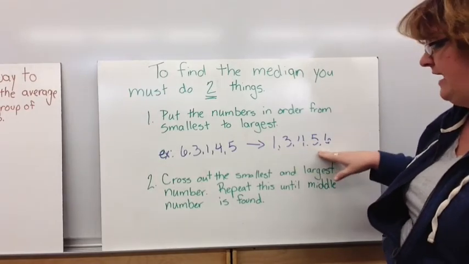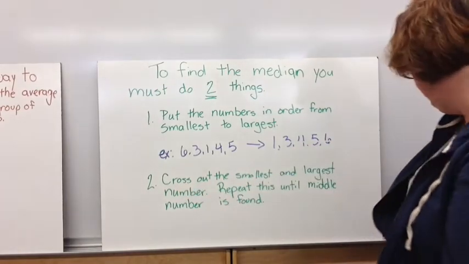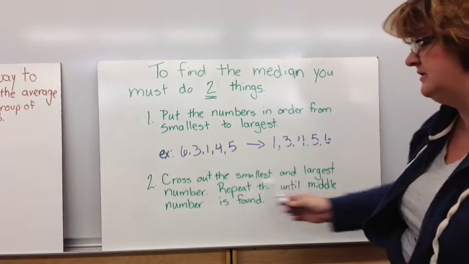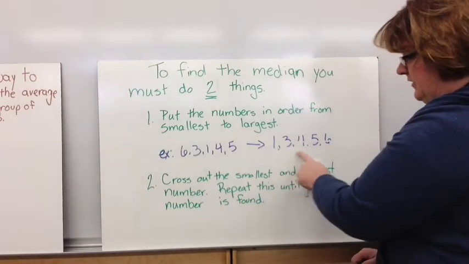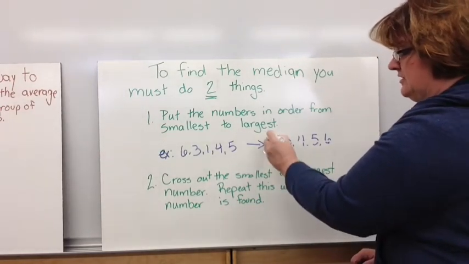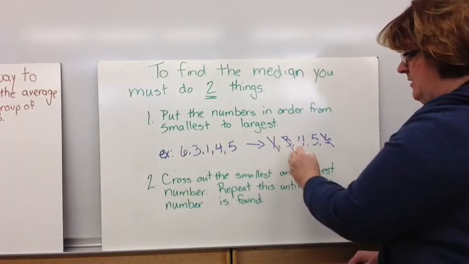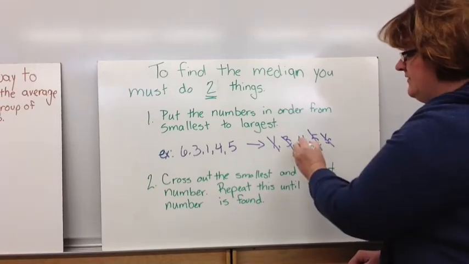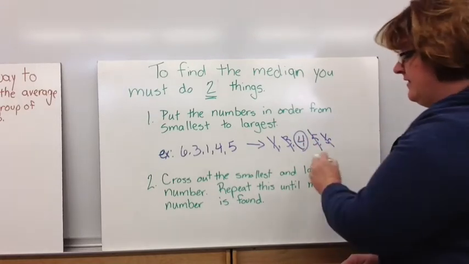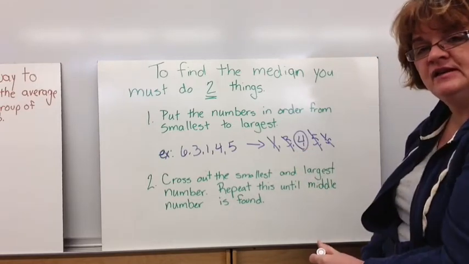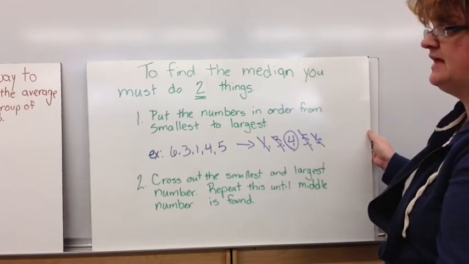Okay? Now that I have them in order, your second step is to cross out the smallest and the largest number. Then repeat this until the middle is found. So here's your set of numbers. You're going to cross out the smallest and the largest. Then you're going to repeat this again, the smallest and the largest, until you have simply one number left in the middle. That becomes your median. The median for this group of numbers is 4. Pretty simple. 2 simple steps.